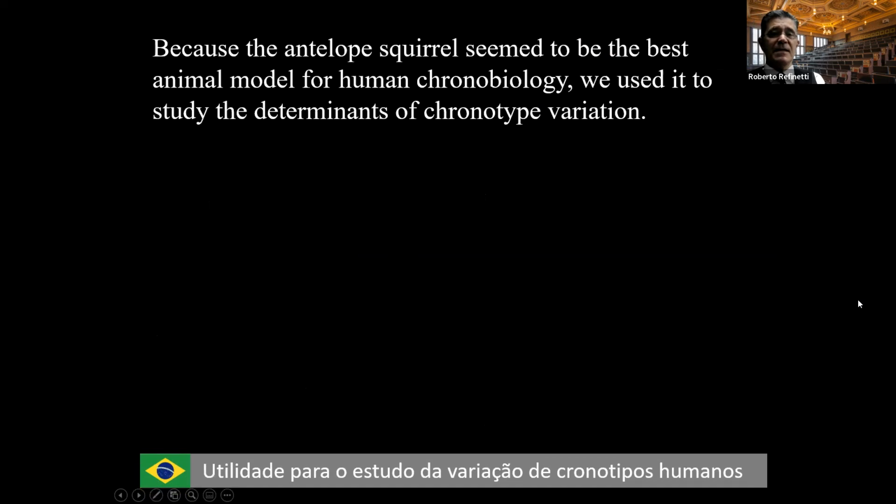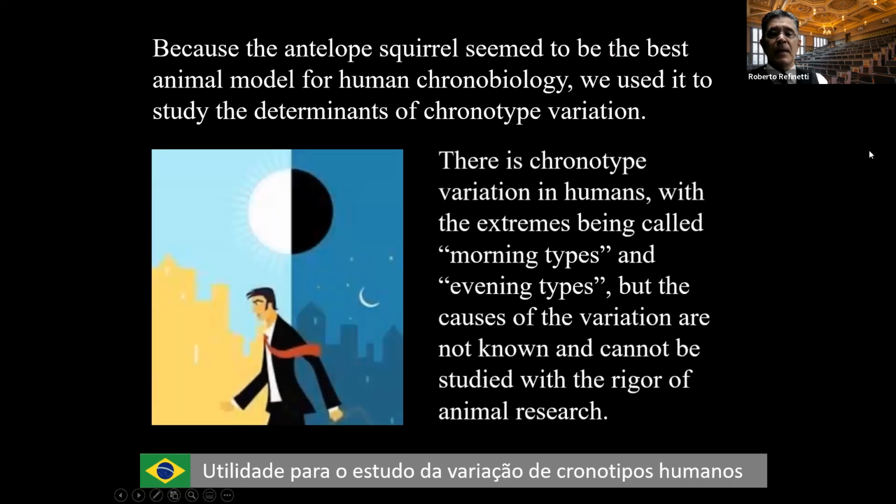Because the antelope squirrels seem to be the best animal model for human chronobiology, we use it to study the determinants of chronotype variation. There is chronotype variation in humans, right? Everybody has heard about that, with extremes being called morning types and evening types on the other end. But the causes of the variation are not known and cannot be studied with the rigor of animal research. Again, people don't like to be stuck in a room and kept there for weeks with their food controlled, light controlled, and everything else.